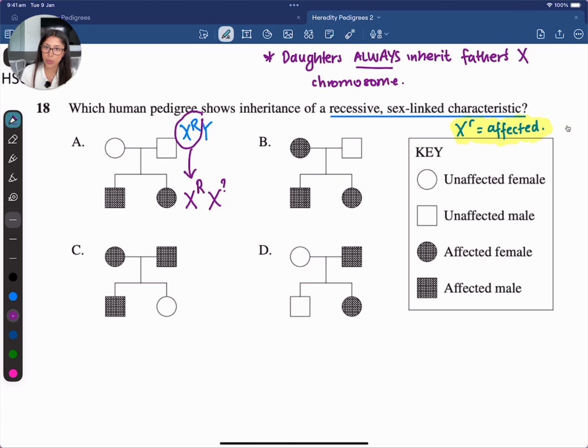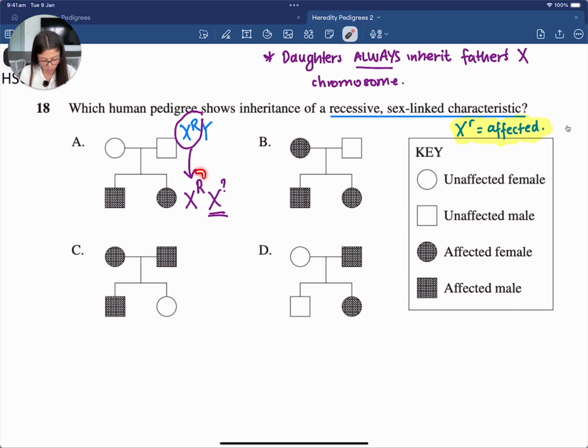Now, regardless of whatever she inherits from the mother, so no matter what kind of X chromosome she gets from the mother, this capital R is definitely going to dominate. So remember, if it's a sex-linked recessive condition, a capital R would mean that the individual would be unaffected. So this is contradicting because in the pedigree here, we're seeing a daughter that is shaded. So option A would definitely be ruled out. It doesn't make sense for this to be a sex-linked recessive condition.